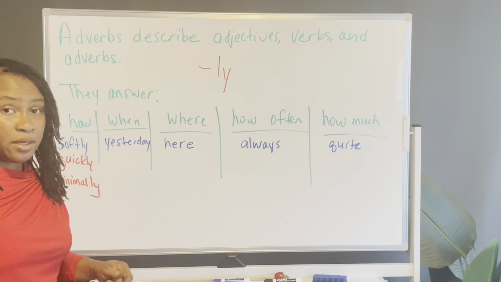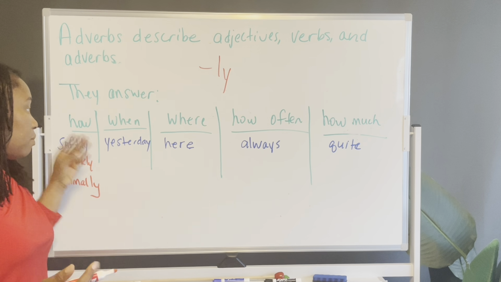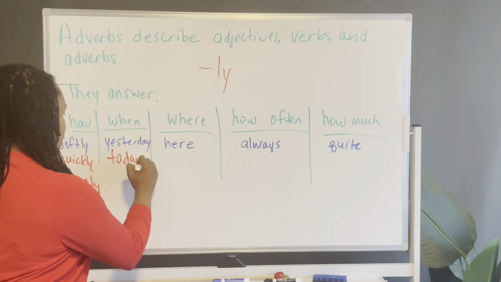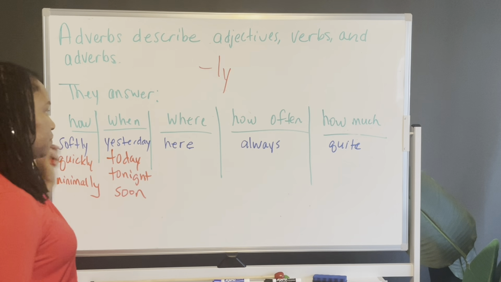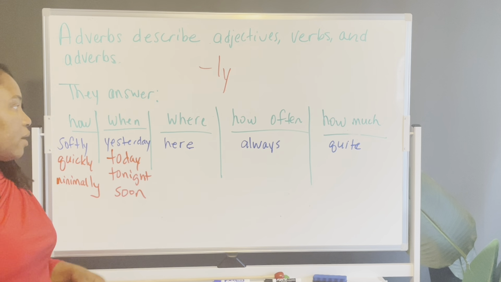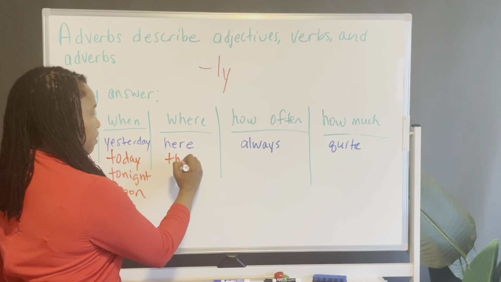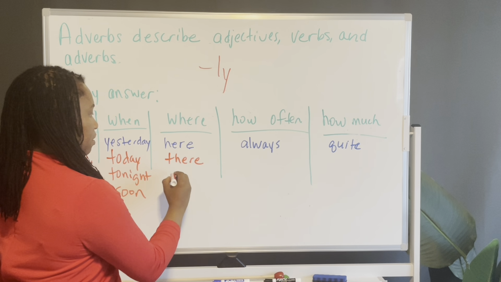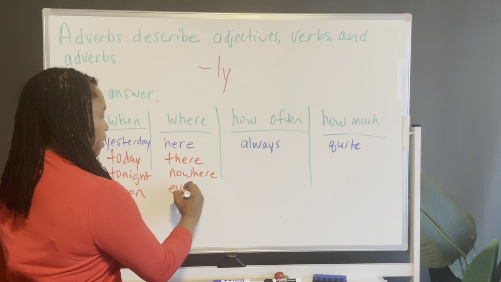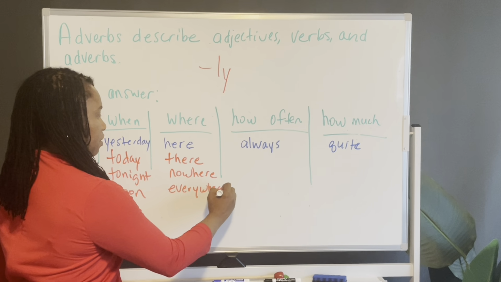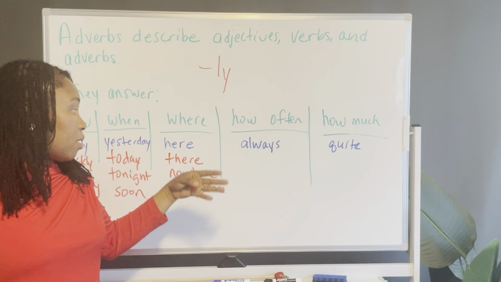Okay, let's go to when. Okay, when was it done? It was done yesterday. Let's say today, tonight, soon. Okay, let's go to where. Okay, here, there, nowhere, everywhere. These are just a few of examples that we're listing here.